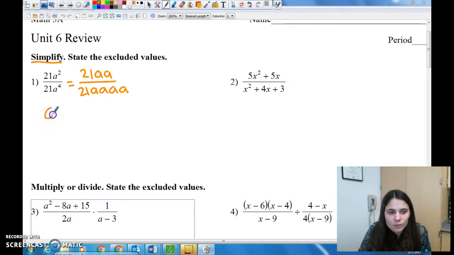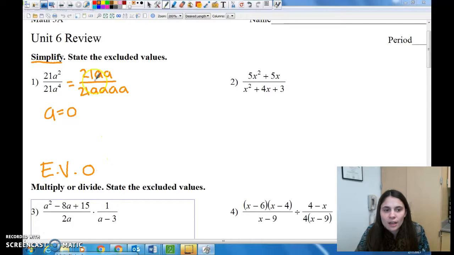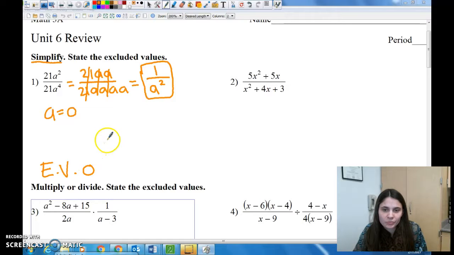And if I set a equal to 0, there's nothing to solve. But if I plugged a 0 in for a, that would give me a 0 in the denominator. So my excluded value on number 1 is 0. And then once I've done that, I can go ahead and cancel anything that cancels. So my 21s cancel, and then one of my a's cancels, and another one of my a's cancels. So I'm left with just a 1 on the top, and then a times a on the bottom, which is a squared. So this simplifies to 1 over a squared with an excluded value of 0.